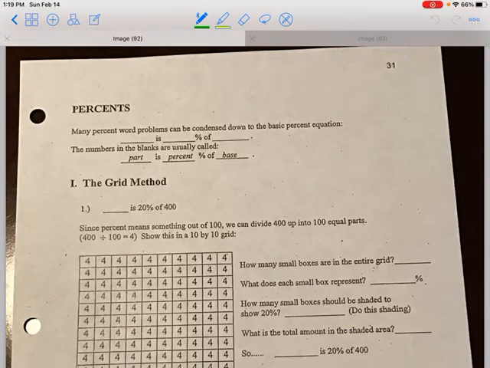Okay, in this video we're going to start looking through some different ways to do percent problems, and some of these will be best for different age groups. So we're going to start with page 31 and 32 out of the lab manual, and we're going to start by breaking down what is a basic percent problem.